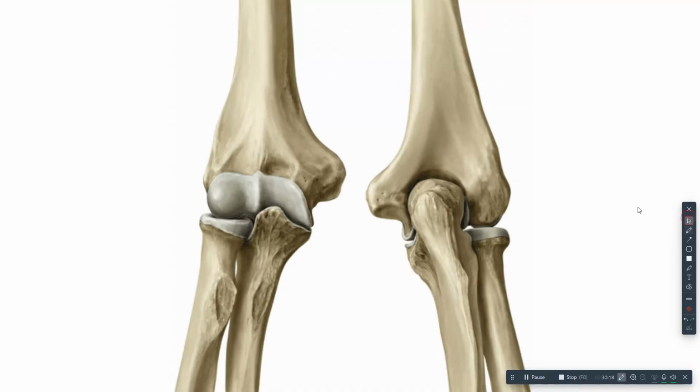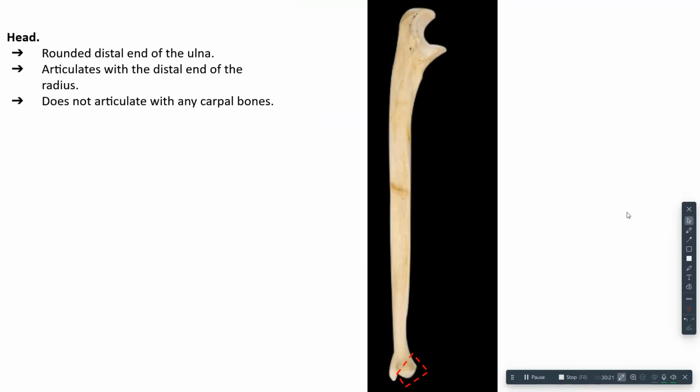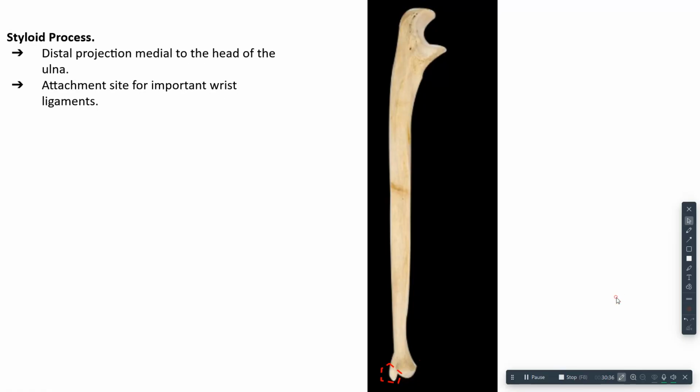All right, amazing. Almost done with the ulna. It does have a head down here at the distal end, which articulates with the radius and surprisingly doesn't articulate with any carpal bones of your wrist. Coming off that head is a little styloid process. If you look at your own wrist, on your pinky side, you might have a little bony bump on your wrist called the styloid process. Probably should have had a picture of a human hand here with a styloid process. Oh well. Ligaments attach here, by the way.